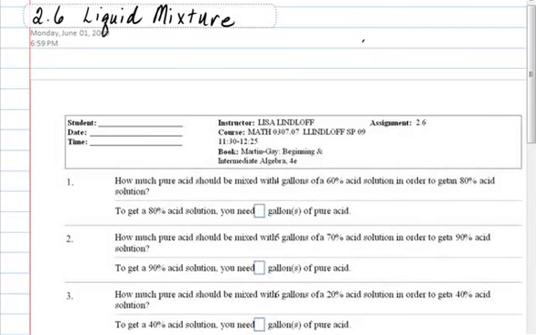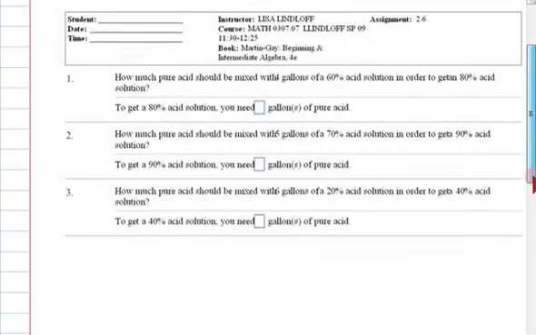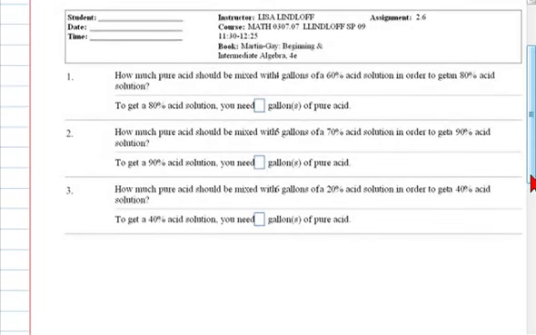All right, our lesson today is going to be on liquid mixture problems, or at least that is 2.6. When we get to 2.7, we'll continue with mixture problems, but they won't be liquids anymore. We'll be mixing up other kinds of things. All right, let's take a look at the first question.